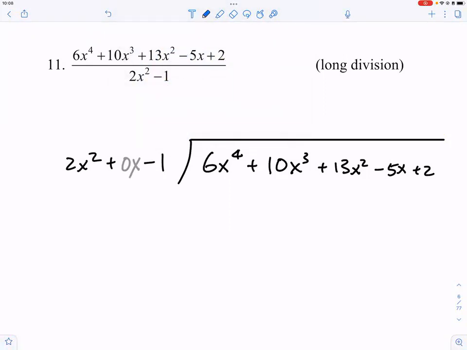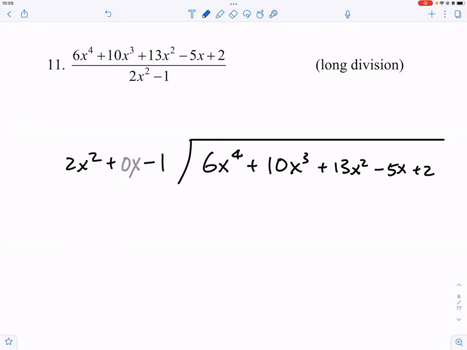Now, long division is lengthier. It's good because if you have to divide by something that's more than a linear factor, like in this case, where we have a quadratic divisor, then you can only use long division. If it's just a simple x plus 1 or x minus 1, that kind of divisor, then you can use synthetic division. But something more complicated, you can only do long division.